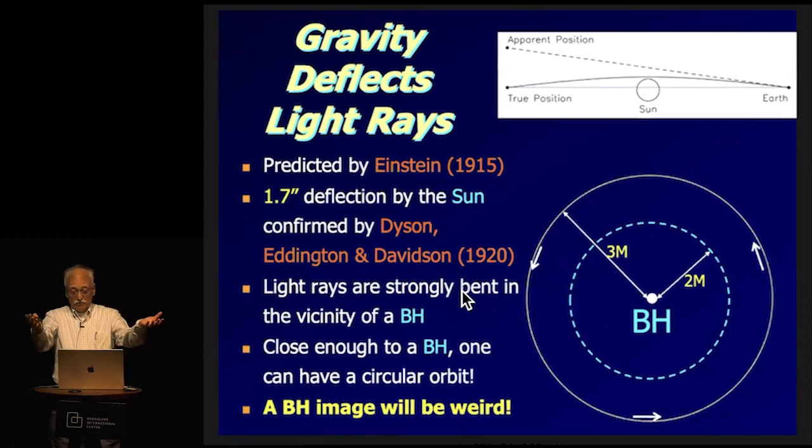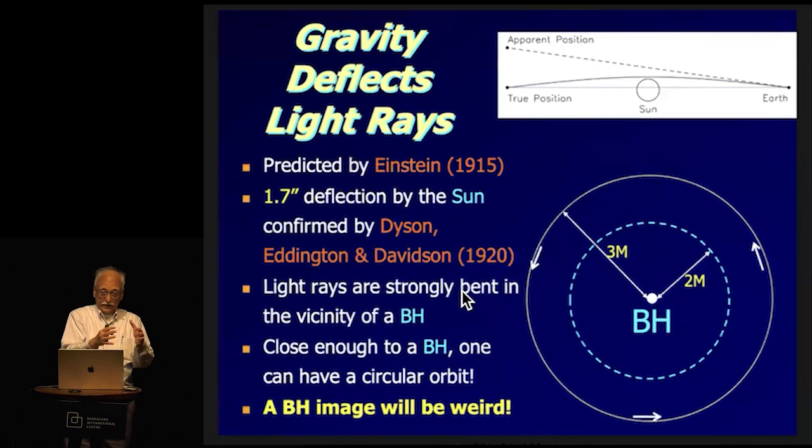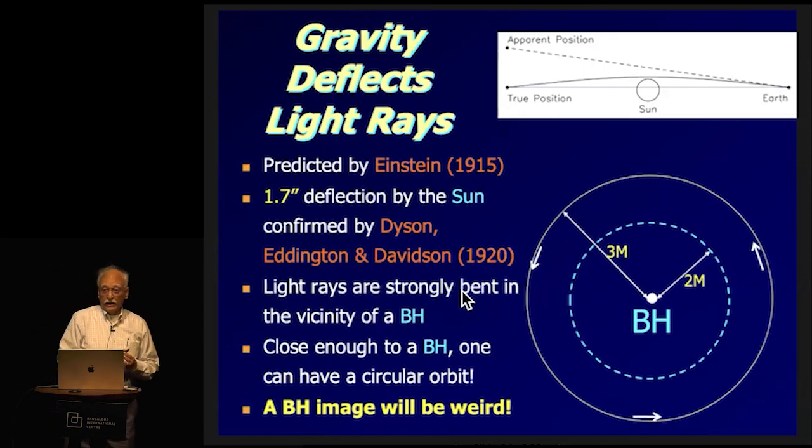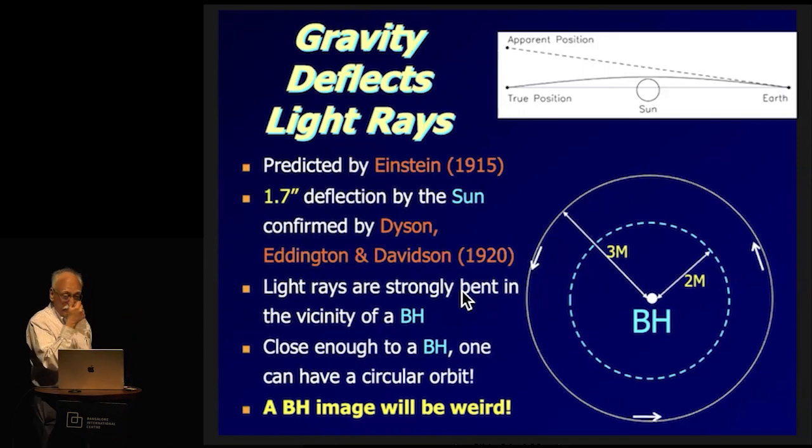So any radiation that is emitted from this accretion gas near a black hole won't reach us in a straight line. It'll kind of go off, get bent by gravity, and then it'll reach us. So that means the image is going to be distorted. It'll have its own peculiar, very unique properties.